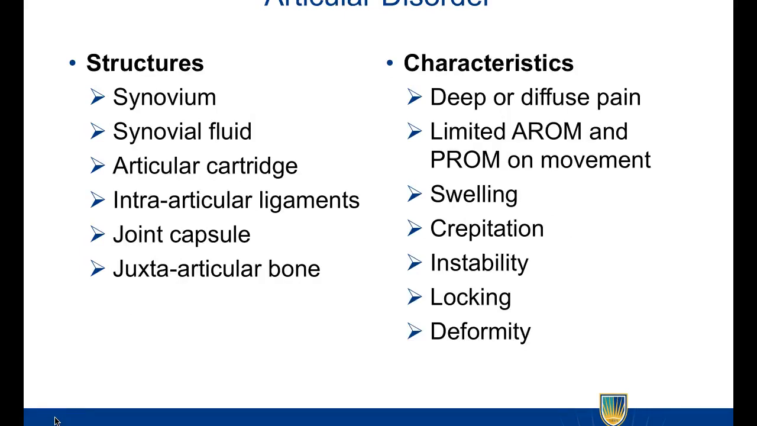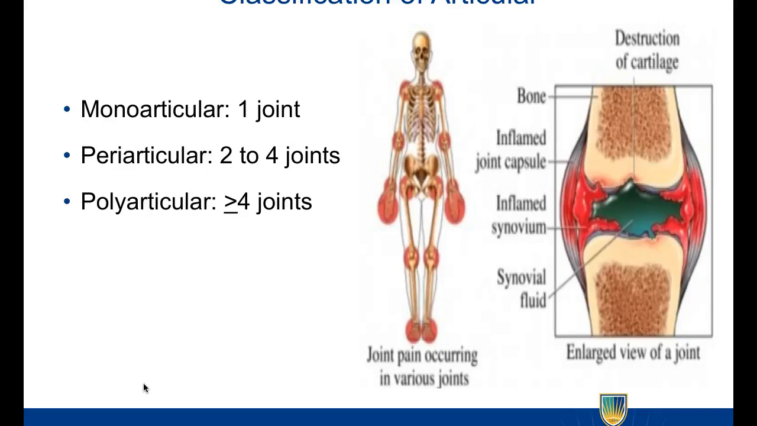Articular disorders. Articular structures include the following: synovium, synovial fluid, articular cartilage, intra-articular ligament, joint capsule, and juxta-articular bone. Disorders of these structures are typically characterized by the following: deep or diffuse pain, limited active or passive range of motion or movement, swelling, crepitation, instability, locking, and deformity. Articular disorders are classified based on the number of joints involved. Monoarticular is 1 joint, periarticular is 2 to 4 joints, while polyarticular is 4 or more joints.